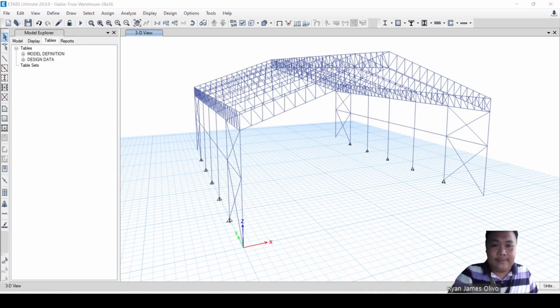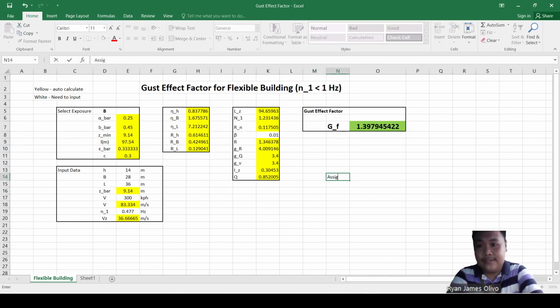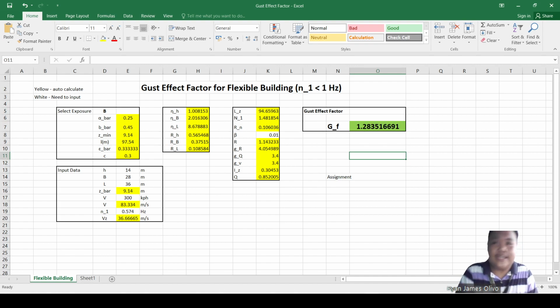Okay, class. We can check here. This is your assignment. As you can see here, just change those values, the 0.57974 earlier. This is your part. If I change the exposure category from C, the gust effect factor increases, and from D, it also increases. So the greatest exposure that gives the highest gust effect factor is letter D, while the smallest one is letter B.